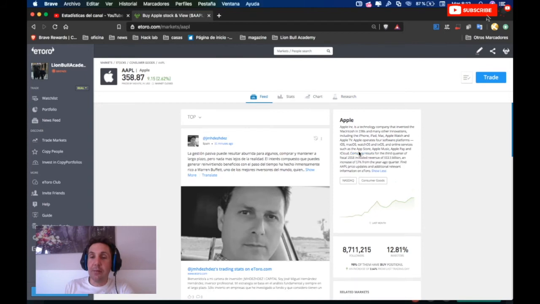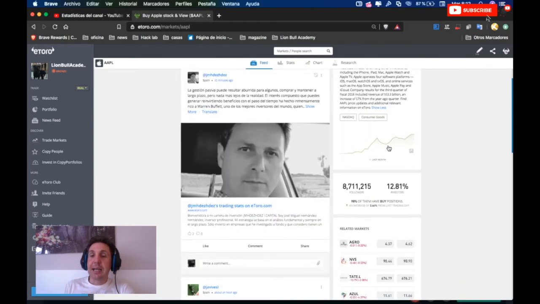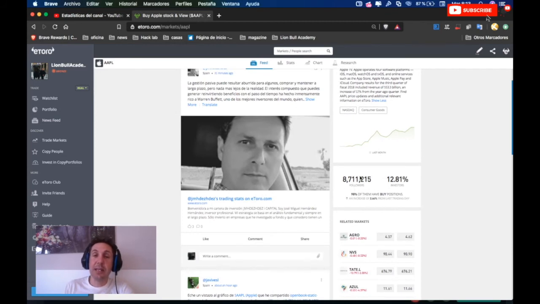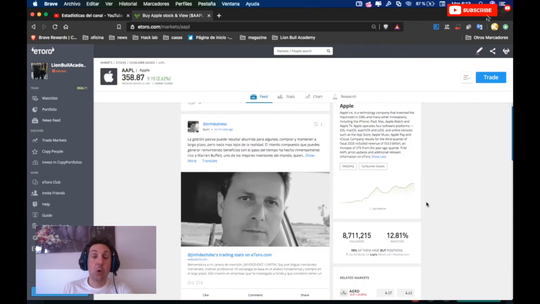Here we have a small info explaining what this company is, a graphic, how many followers it has inside of eToro looking at this page and following the news about what happened inside of Apple, and how many investors are inside of Apple in eToro. And of the percentage of investors inside of Apple, 98% of them bought Apple, with an increase of 2.64% from the last trading day. So you can see a lot of information already.